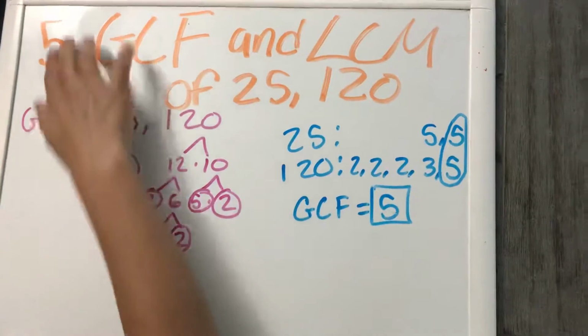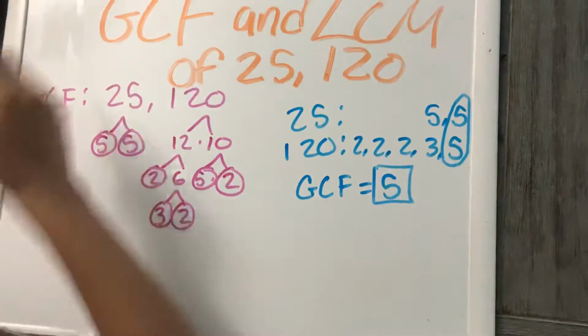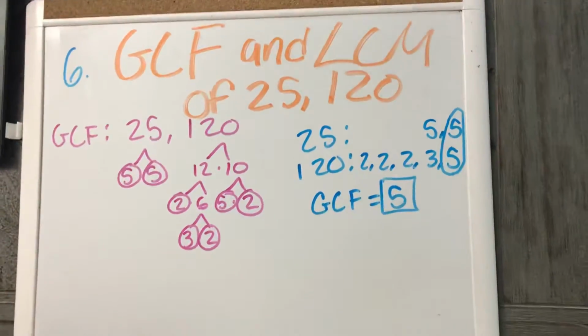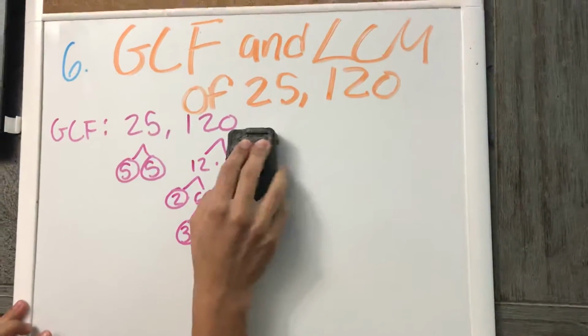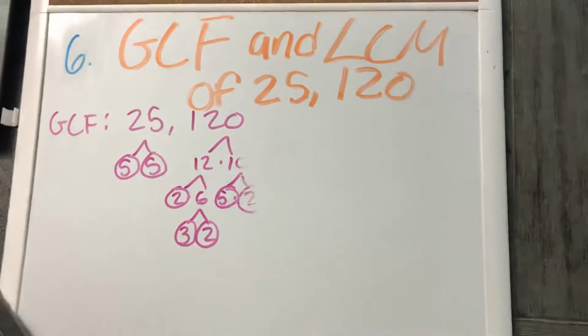So, oh, this should have said number 6. That might have been bothering you the whole time. I know it would bother me. Okay, so now we know that the greatest common factor of these numbers is 5, okay? Oh, I should have left this. Let me leave this.